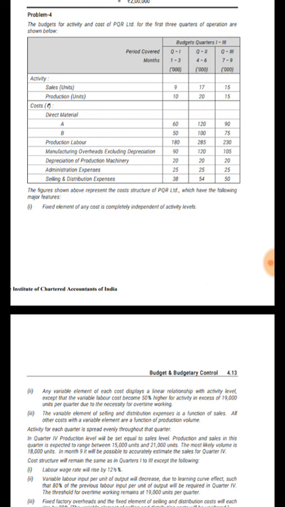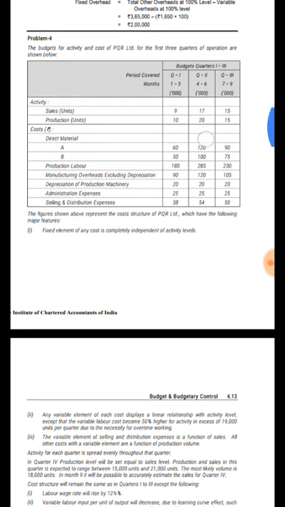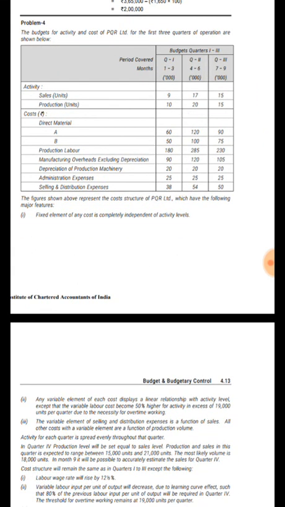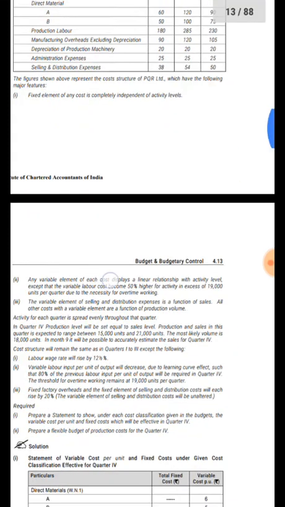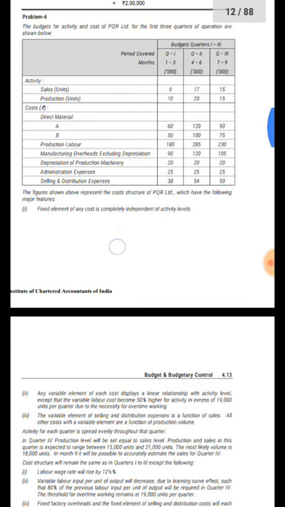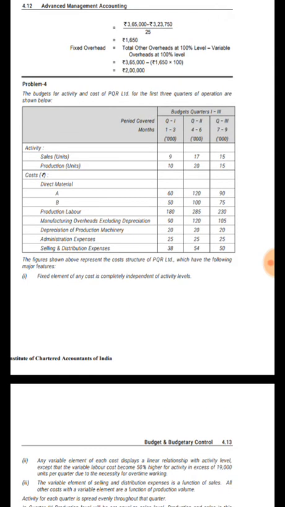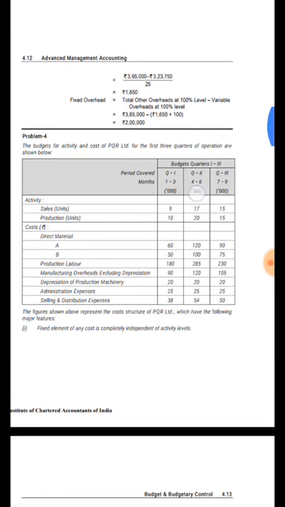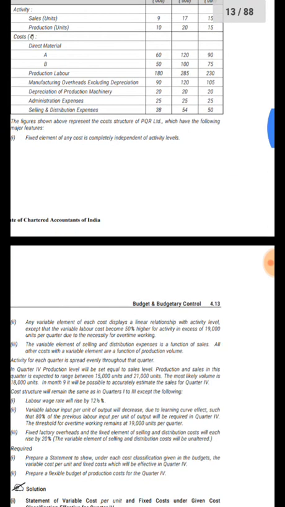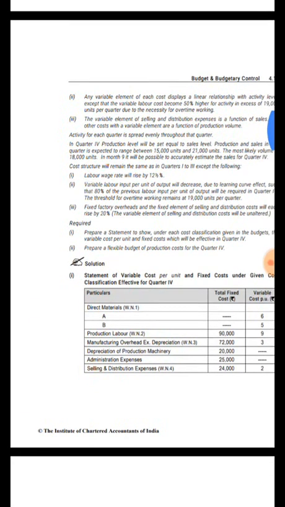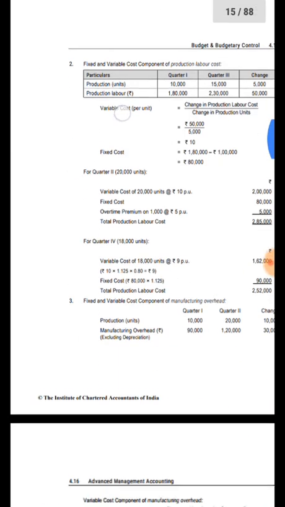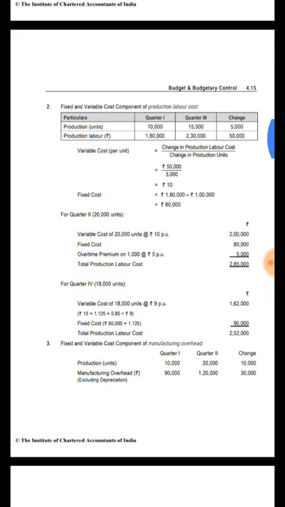Why not quarter number 2? Because here 20,000 units are there, and whenever it goes beyond 19,000, this point about 50% higher pay for activity is affecting it. That's why taking quarter number 2 may not give us the correct answer, because the linearity is not followed in quarter number 2. With quarters 1 and 3 only, linearity is followed. So that's why we'll take quarter number 1 and quarter number 3.